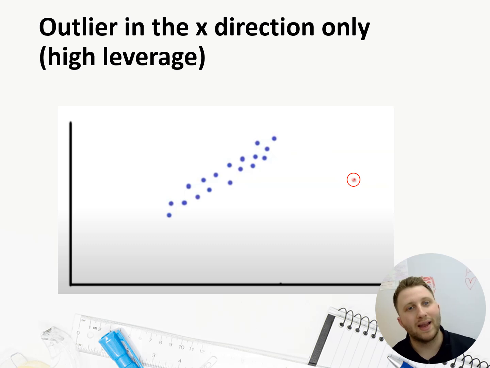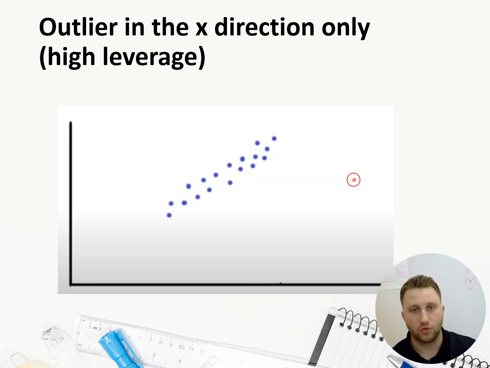Finally, you've got an outlier in the x direction only, so we call these high leverage points. They can significantly change the slope, and they are considered influential. So if you remove them versus add them, the slope will completely change to accommodate them, because otherwise they'd have a huge residual.